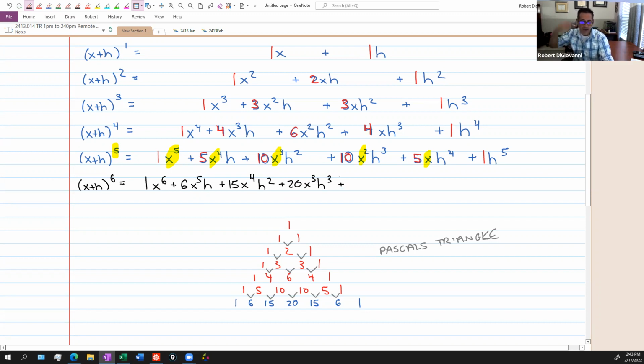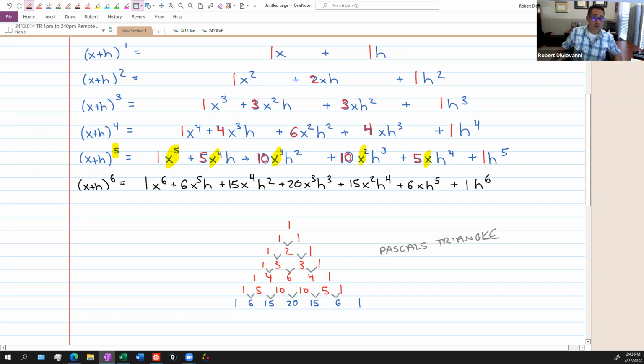Plus, I've done 10 and 10, now I do 5 and 10, so 15, and now x power goes down, h power comes up. Now I need 5 and 1, that's 6. So 6, x goes down to x squared, then down to x, h to the 4th goes to h to the 5th. And then the very last one, plus 1 h to the 6th.